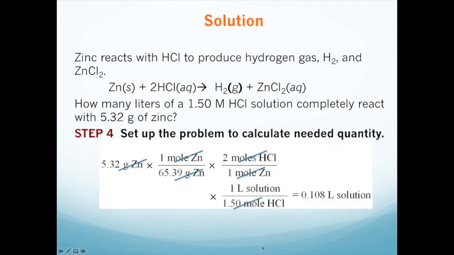And so when we set up our problem, we have 5.32 grams of zinc. We know that zinc has a mass of 65.39 grams per mole. So we divide by that. And then we know that for every mole of zinc that is consumed, 2 moles of hydrochloric acid will be consumed. So we multiply by 2. And then we also know that there are 1.5 moles of hydrochloric acid in 1 liter of solution. So we divide by 1.5, which gives us 0.108 liters of hydrochloric acid solution required. So you need almost 110 milliliters to completely react all of the zinc.